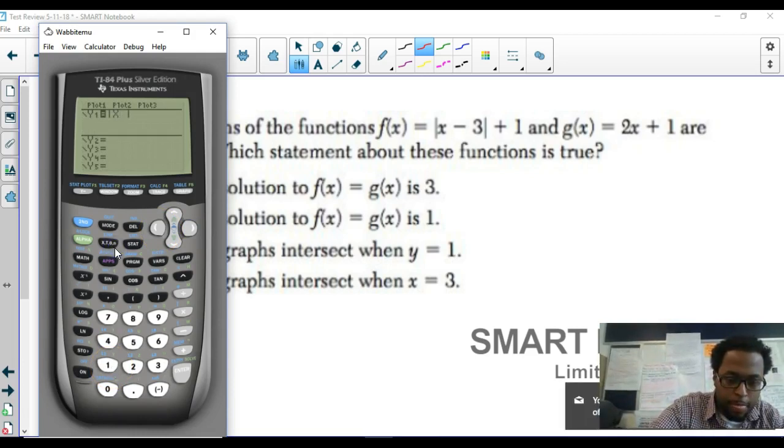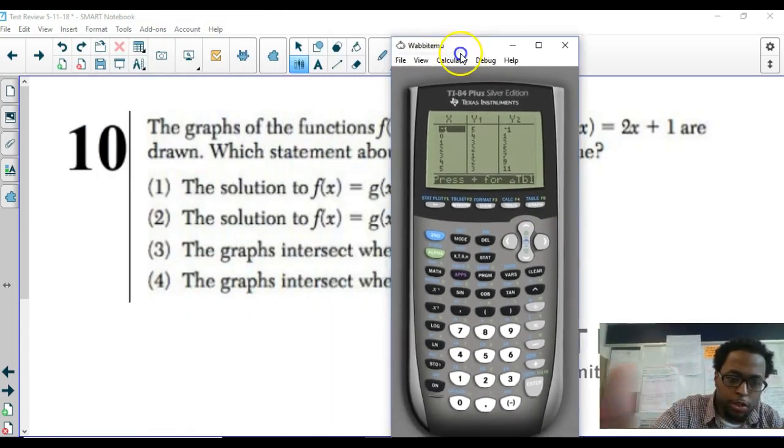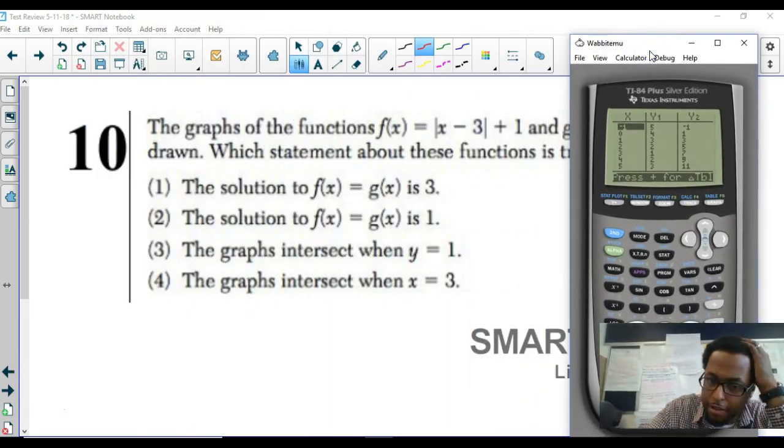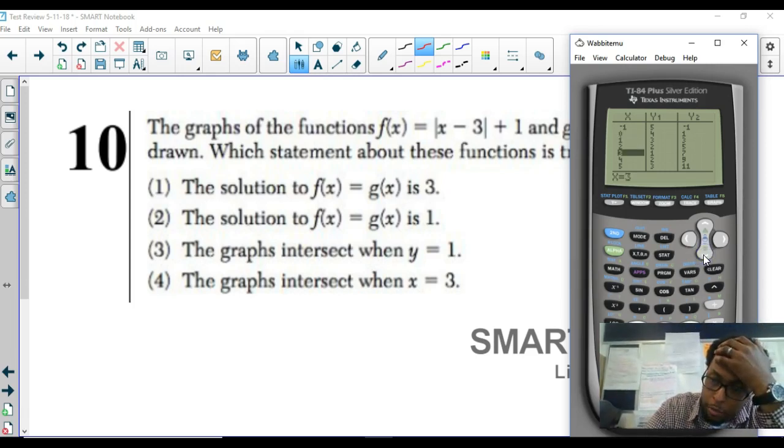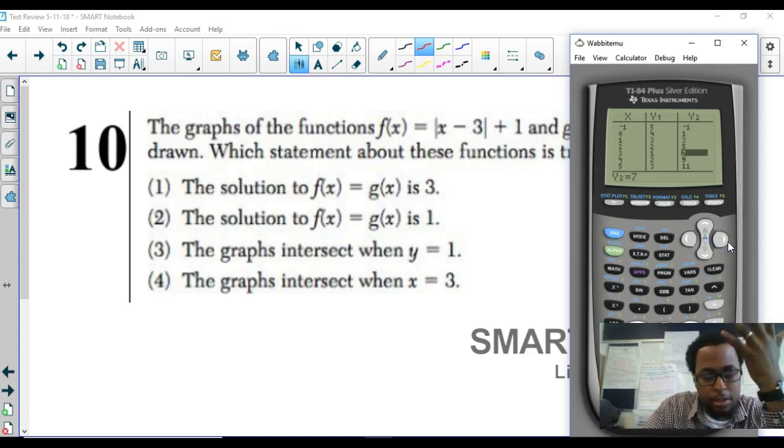So x minus 3, come out of it, plus 1. Then my second equation is going to be 2x plus 1. I'm going to press second. I'm going to press table. Now I'm going to compare the answers. Let's see what it says. It says the solution to f of x and g of x is 3. Is the solution 3? Well, I'm at 3 on the x-axis, and one solution is 1, the other solution is 7. So that is not my answer.